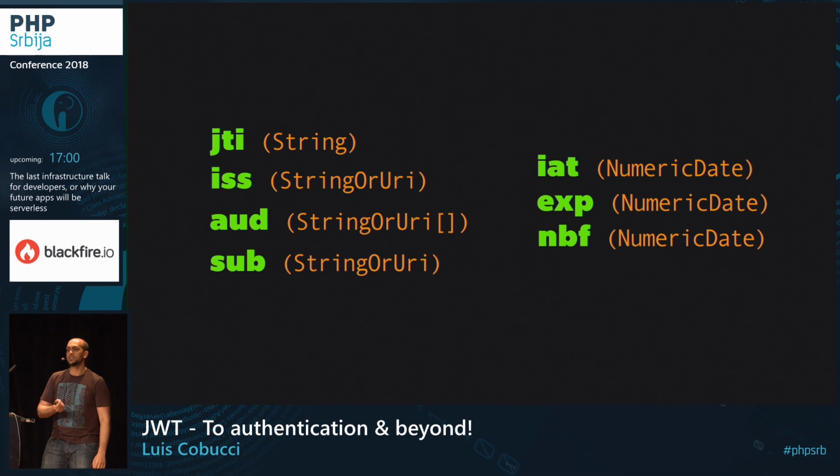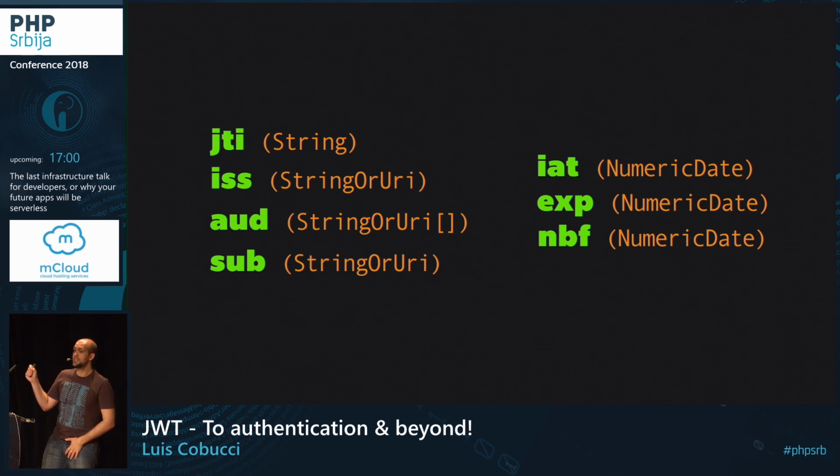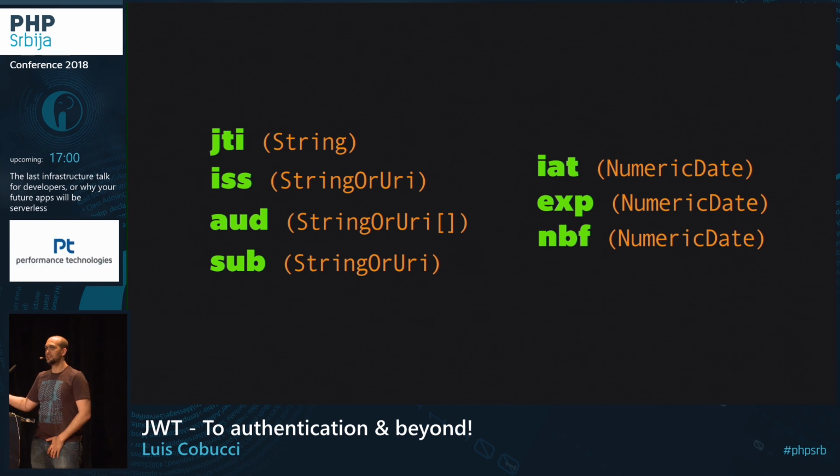And you should not use, for example, the first one is JSON token ID. This identifies uniquely the token that you're issuing. So if you create a token with ID 1, you should not have another token with the same ID. And you shouldn't use JTI as a claim for different meanings.